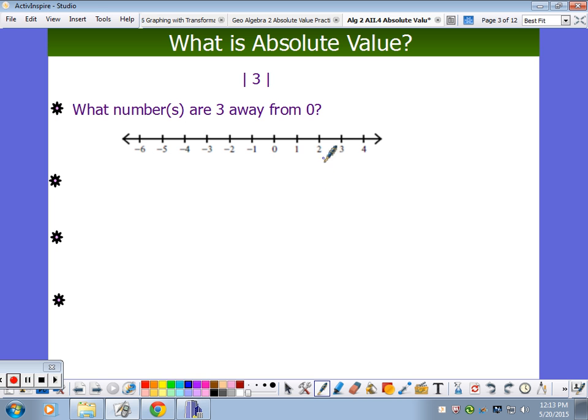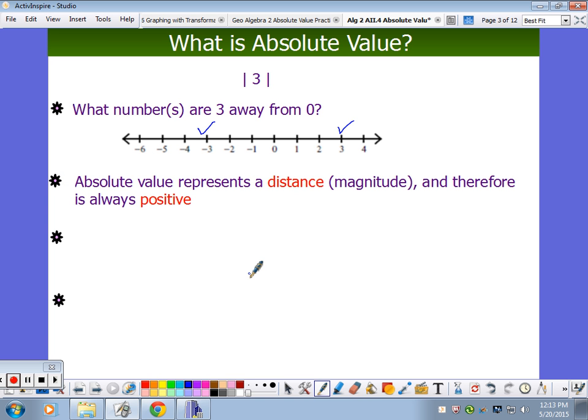Numbers that are 3 away from 0. Well, 3 is, right? And negative 3. So absolute value, and you know this, it's the distance from 0, right? And since it's a distance, it is a magnitude, which means it's just a positive number. How many away? Negative doesn't really apply here. So basically, we always say absolute value means take the positive value. It does, but because it's representing a distance.